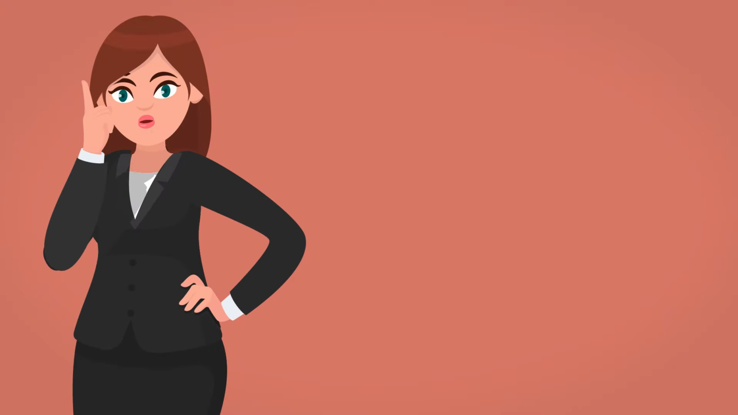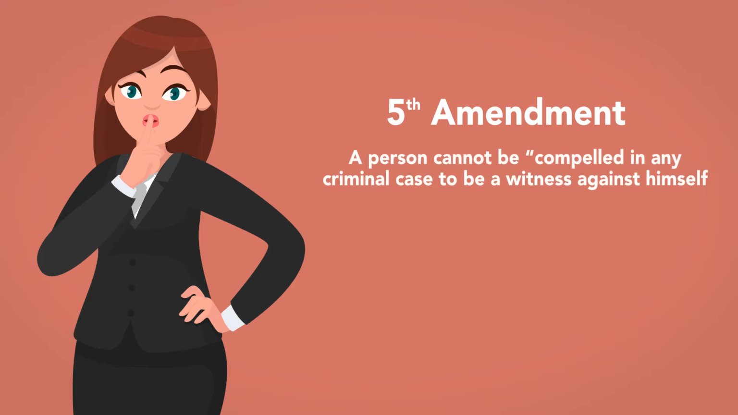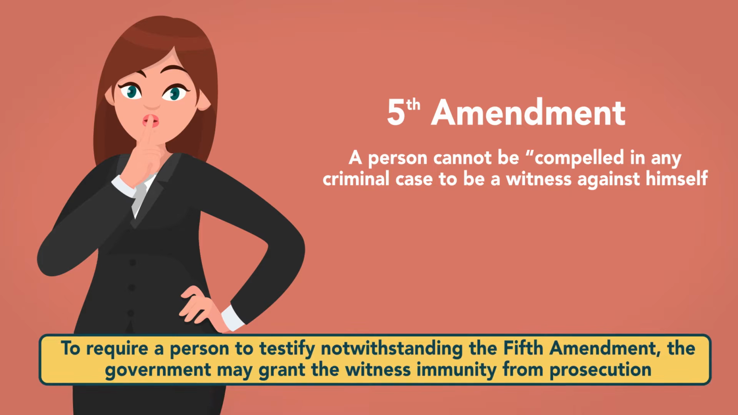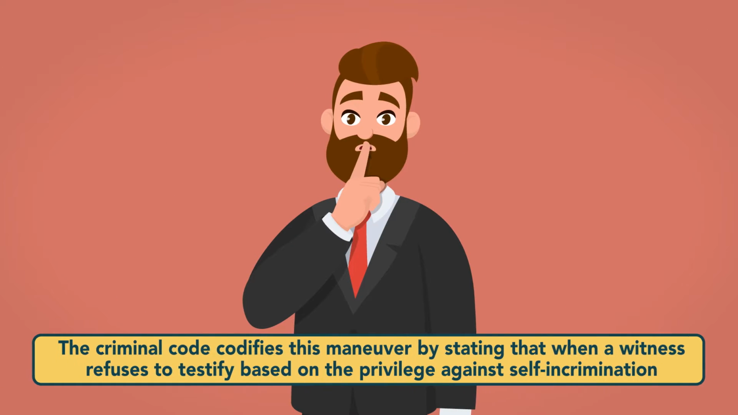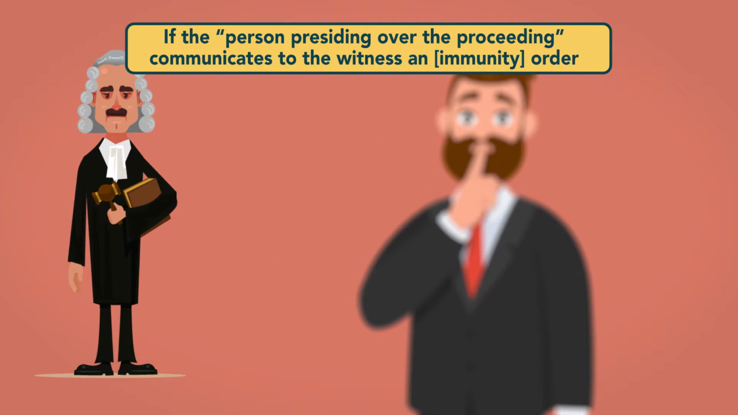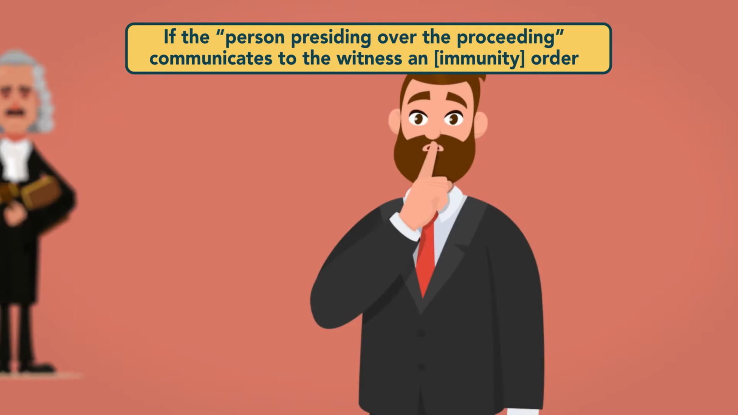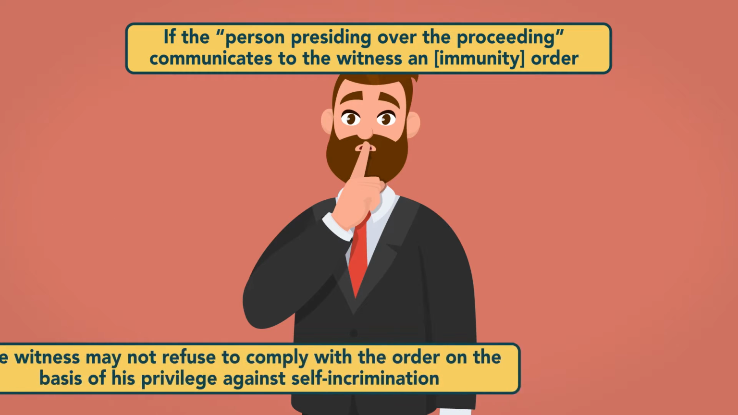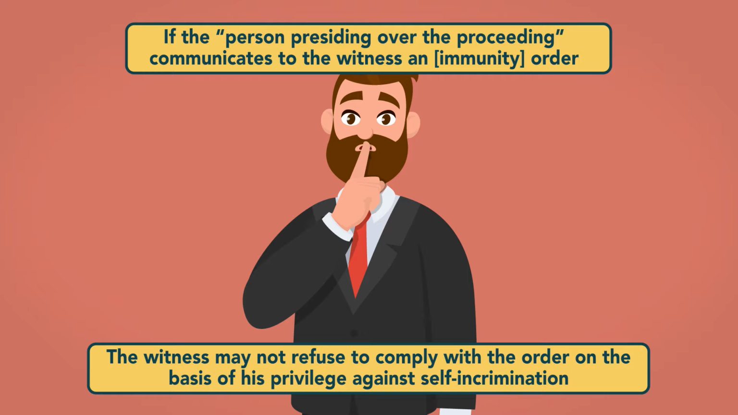Another unique aspect of perjury is its interplay with the right to remain silent under the Fifth Amendment, which states that a person cannot be compelled in any criminal case to be a witness against himself. To require a person to testify notwithstanding the Fifth Amendment, the government may grant the witness immunity from prosecution. The criminal code codifies this maneuver by stating that when a witness refuses to testify based on the privilege against self-incrimination, if the person presiding over the proceeding, such as the judge or prosecutor in a grand jury proceeding, communicates to the witness an immunity order, the witness may not refuse to comply with the order on the basis of his privilege against self-incrimination.